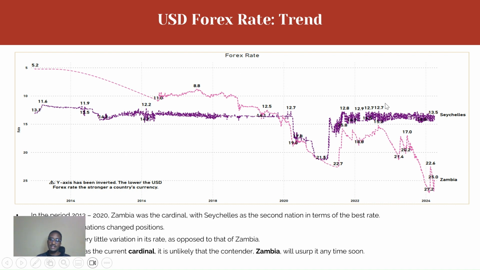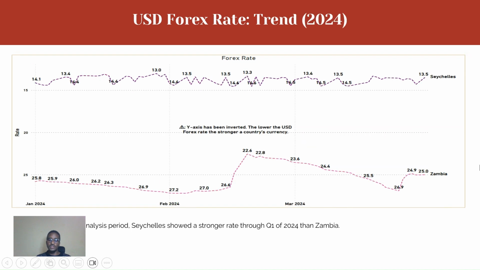So in this case, with Seychelles on the top here, it's the one that has the stronger rate compared to Zambia's kwacha. Now, for the same trend, we'll now zoom in for 2024 alone. So remember, that's again January 1st, 2024, all the way till March 31st of this year. And with the same inversion of the y-axis and also just focusing on the two nations, we can see the trend remains the same. Seychelles is far above Zambia, and at least now we can actually see the difference in magnitude here.